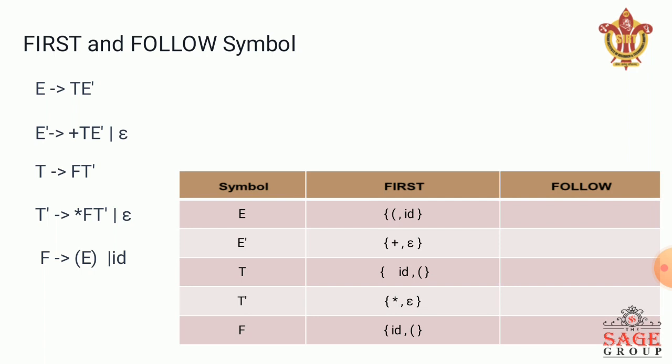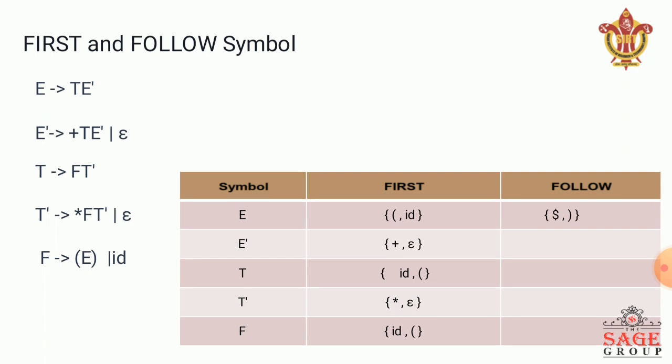Now for follow symbols, we use the rules. The first rule of follow symbol is to include dollar in the follow of the start variable. Here the start variable is E, so include dollar as a follow symbol of the start variable. Now we find E in the right hand side of productions. We have seen E in the second last production, where F produces opening bracket E closing bracket, and the closing bracket immediately follows E. So closing bracket is included in the follow symbol of capital E.